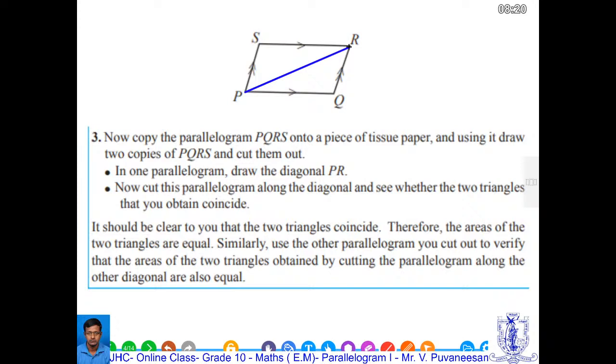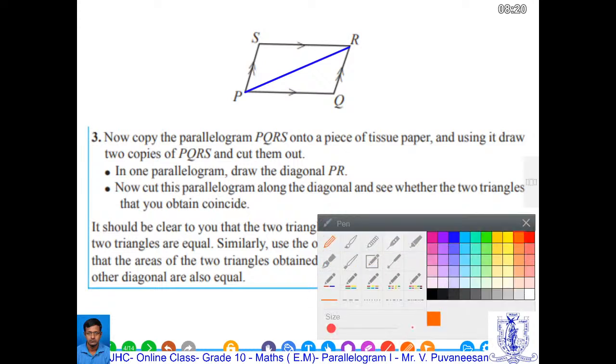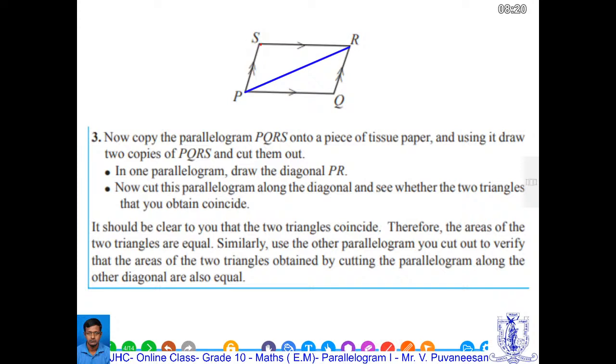Similarly, use the other parallelogram and draw the other diagonal SQ. Cut along it and the two triangles also coincide. So from this we can come to the conclusion that the area of a parallelogram is bisected by the diagonals.